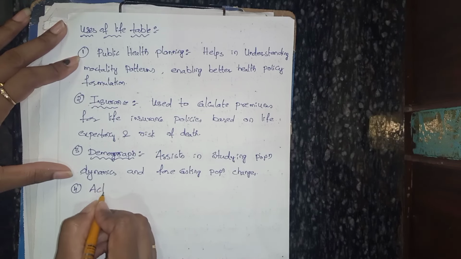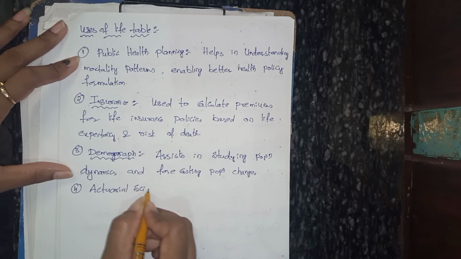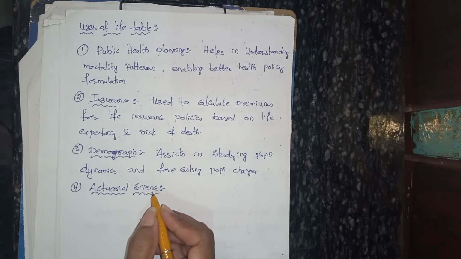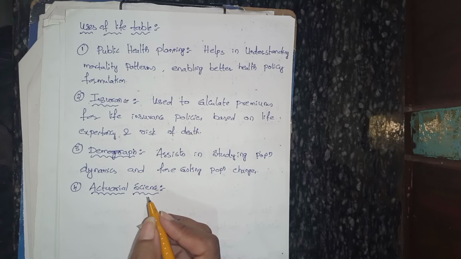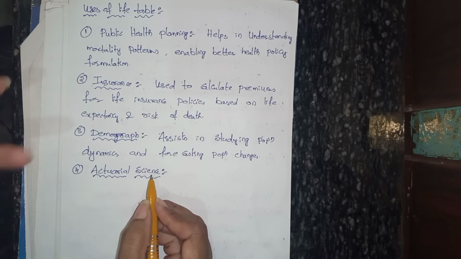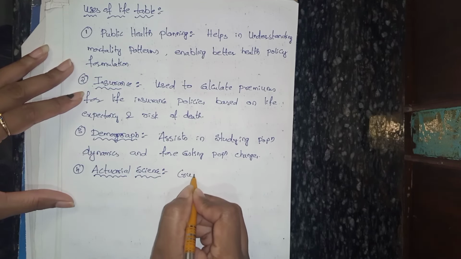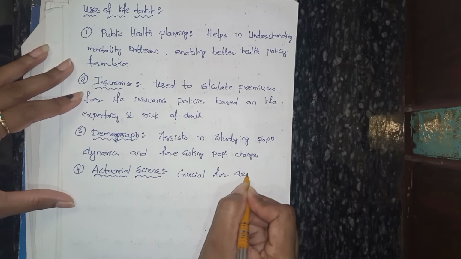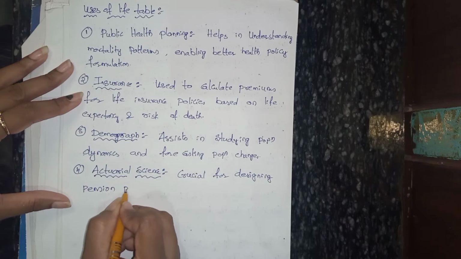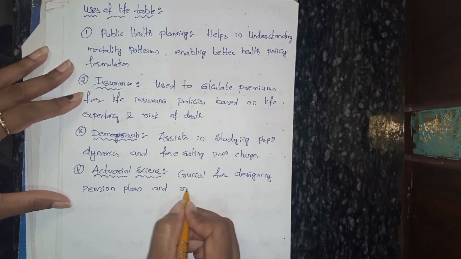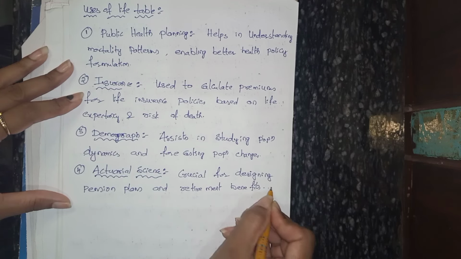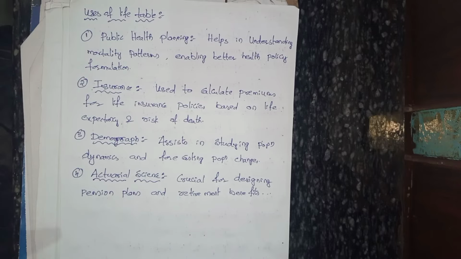Next, natural science in the sense where mathematical calculations are considered, it is called natural science. Life science is where the life, that means living beings. So natural science is where mathematical calculations are considered in order to give some reports. It is crucial for designing pension plans and retirement benefits, etc. Like this, the life table will be used for all this.